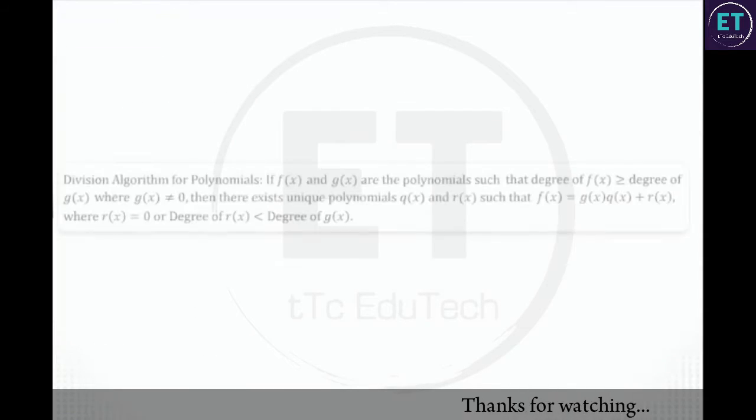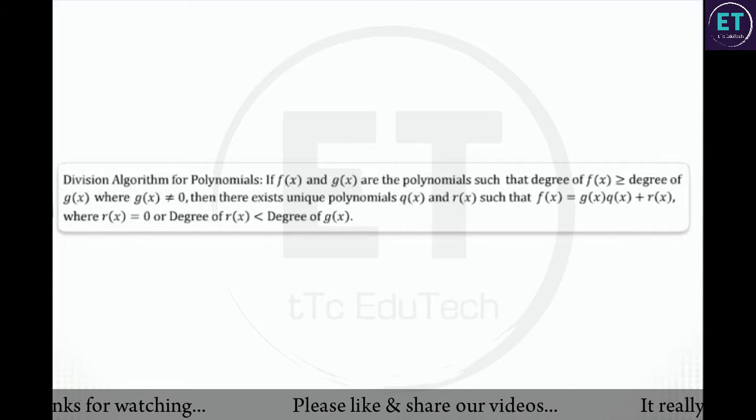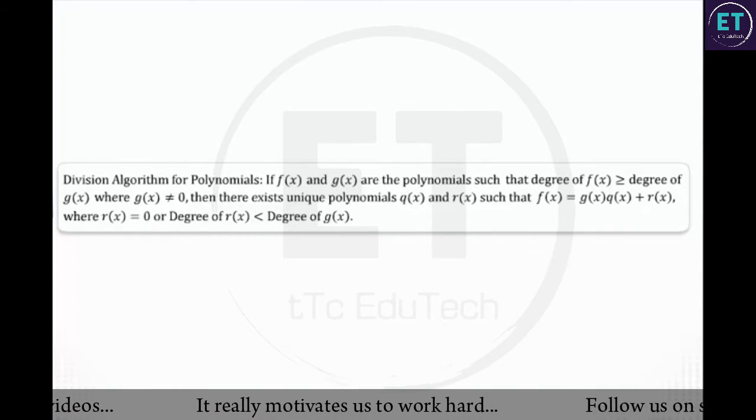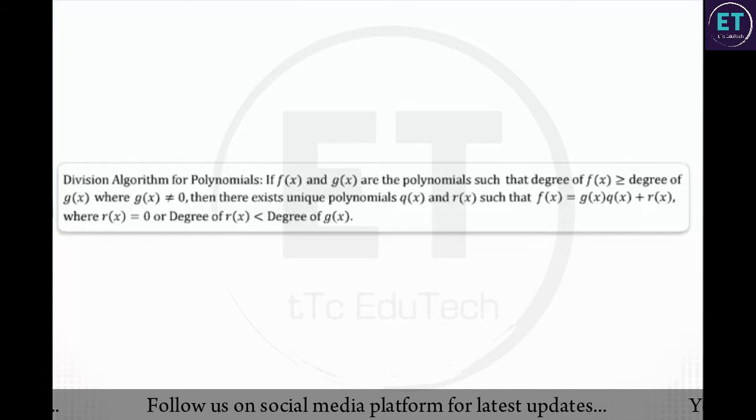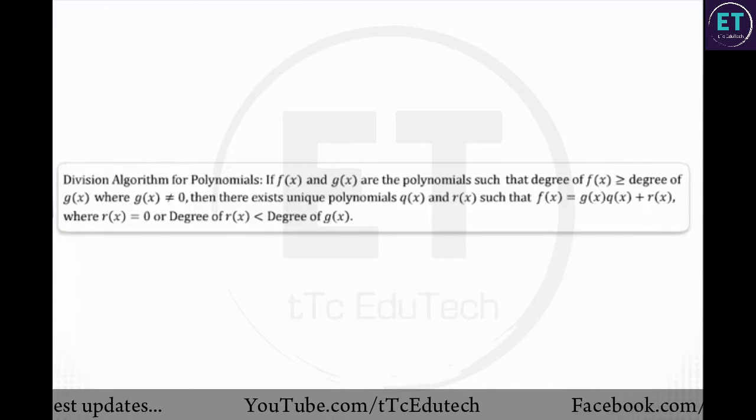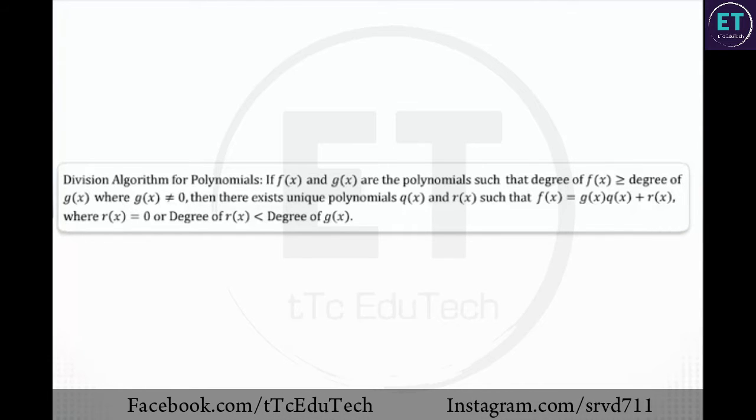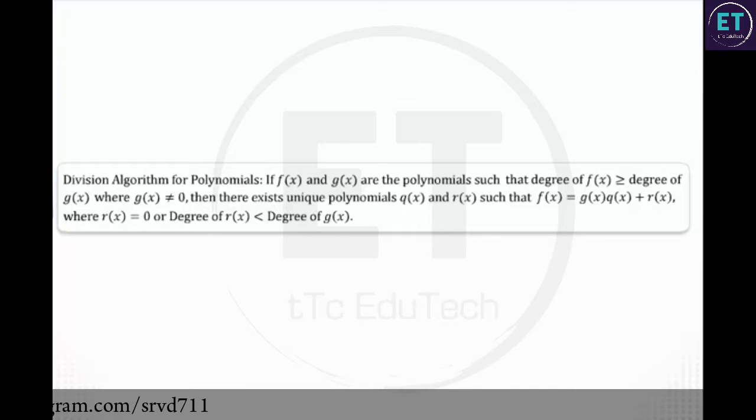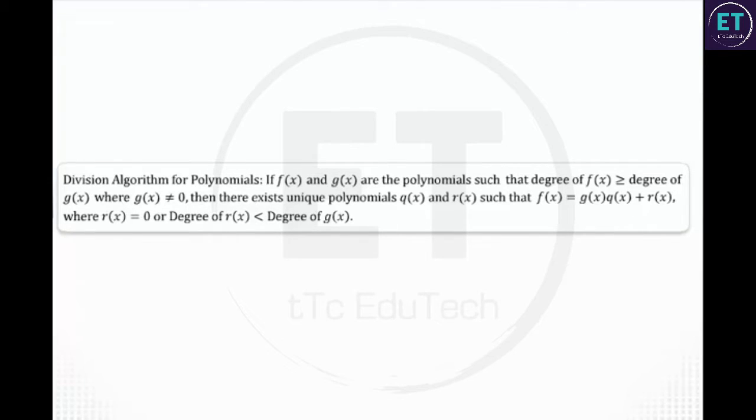In general, the division algorithm for polynomials states that if f of x and g of x are polynomials such that the degree of f of x is greater than or equal to the degree of g of x, where g of x is not equal to 0, then there exist unique polynomials q of x and r of x such that f of x is equal to g of x into q of x plus r of x, where r of x is equal to 0 or the degree of r of x is less than the degree of g of x. This is known as the division algorithm for polynomials.